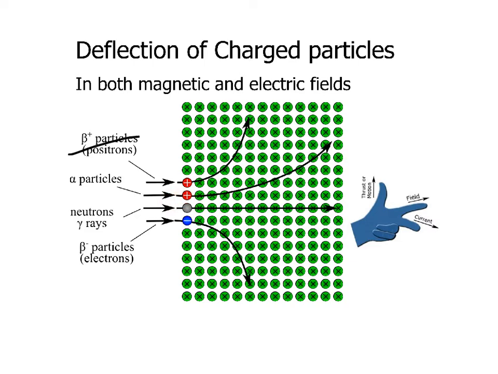All right. Now here's where it gets just slightly tricky. A beta particle is a minus charge. So the field is still straight into the screen, so first finger points into the screen.